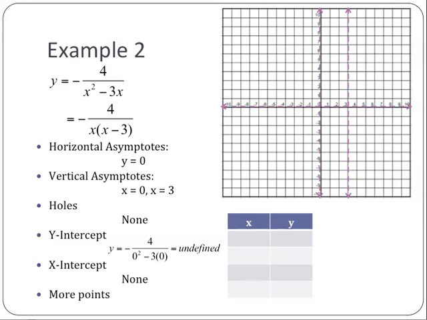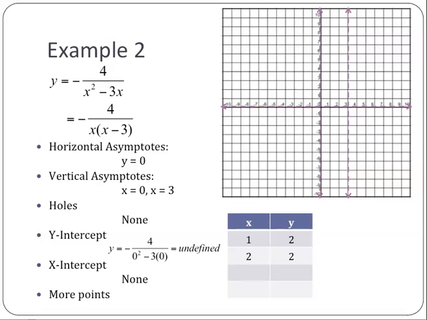So let's say I want to know what's happening at each section of the graph. Let's start with x equals 1, that middle section. When x equals 1, and you plug that in, we have -4 over 1 squared minus 3 times 1, and you get y is equal to 2. All right, let's try when x equals 2. We have -4 over 2 squared minus 3 times 2, so 4 minus 6 is -2, and -4 divided by -2 is 2 as well.